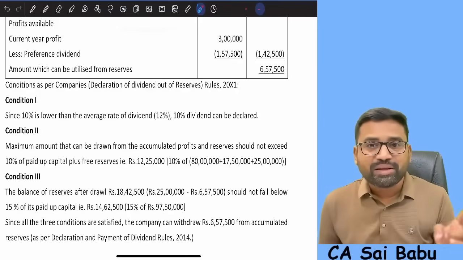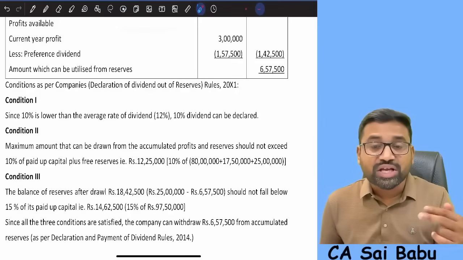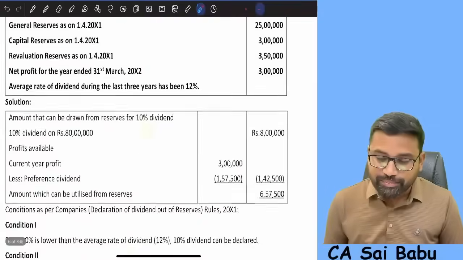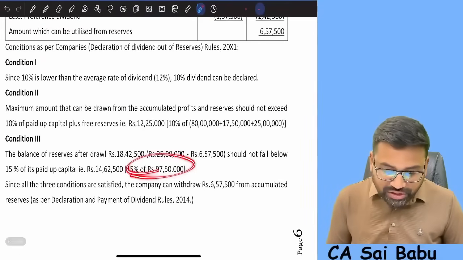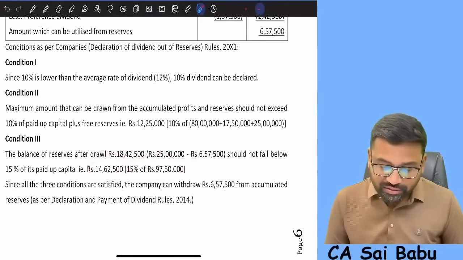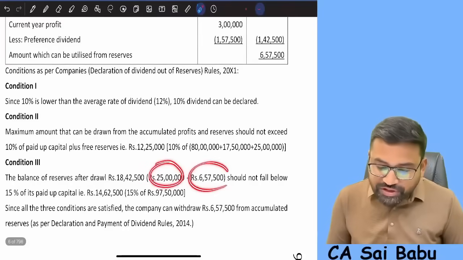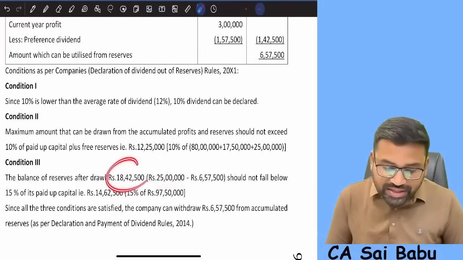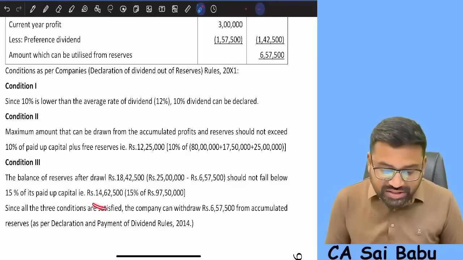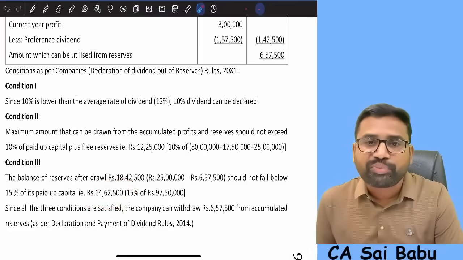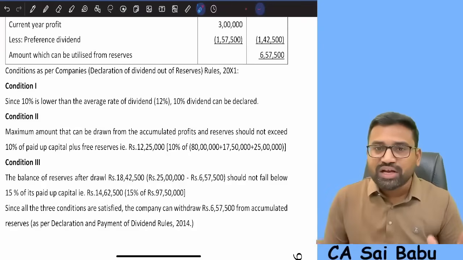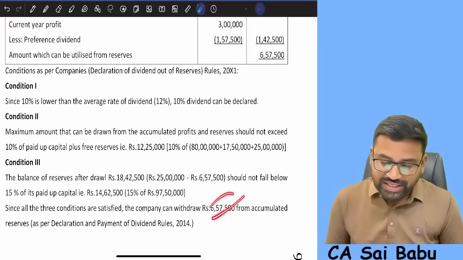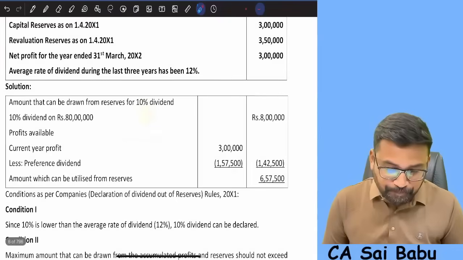Condition number 3, sir: the balance in reserves after such withdrawal shall not fall below 15% of the paid up share capital. Your paid up share capital is 97 lakh 50,000. If I apply 15% on this, it will be 14 lakh 62,500. And from 25 lakhs, if I withdraw 6 lakhs 57,500, the balance in reserves is 18 lakh 42,500, which is way more than 15% of paid up share capital. Therefore, condition number 3 is also satisfied. Since all the conditions are satisfied, the company can withdraw 6 lakhs 57,500.